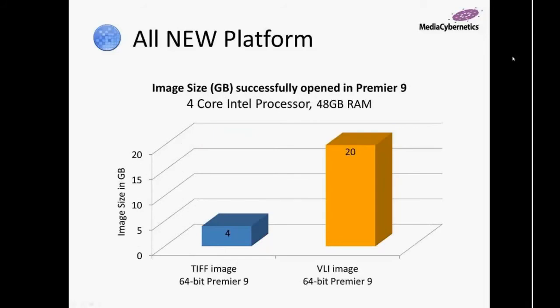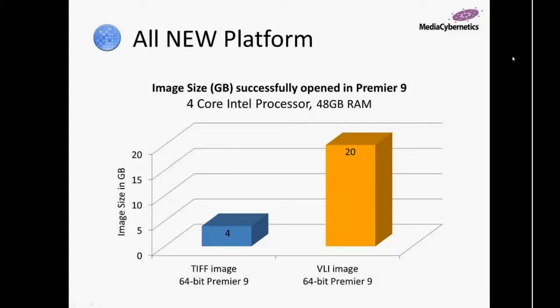In addition to this, you can see some other improvements such as the type of image size based upon one of the multiple ways of supporting large images that we are now tackling. In the example on the left-hand side, you see a simple TIFF image that's supported in our 64-bit Premier version 9. Again, we're using the same 4-core Intel processor with the 48 gigabytes of RAM. We're using our latest Image-Pro Premier 9, and we're able to easily open a 4 gigabyte image that fits into RAM, and it's just a simple TIFF file. However, on the same machine, we're then able to open a 20 gigabyte image simply and easily by using our brand new VLI image formats.